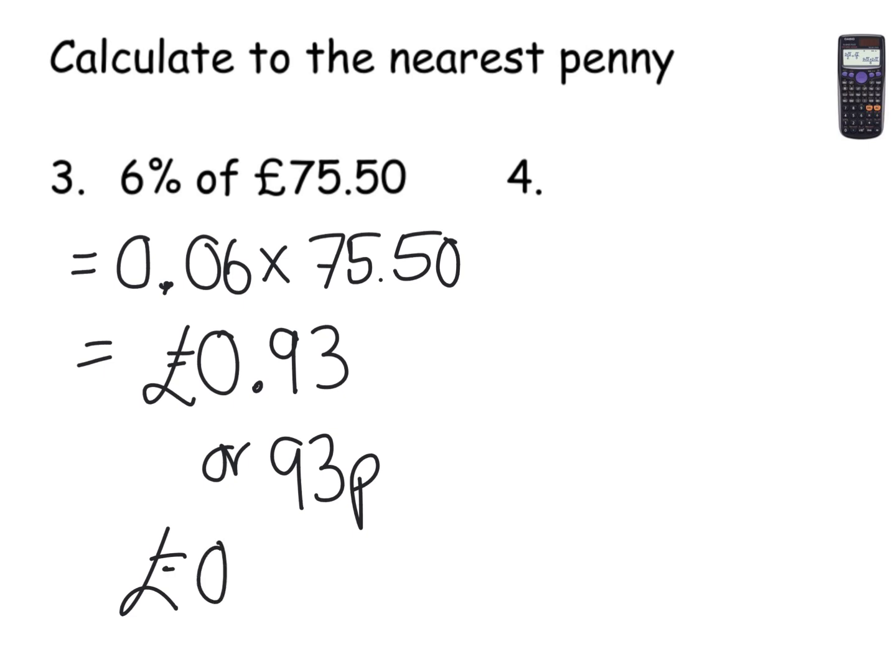What I don't want to see is this, which is my wee pet hate. Pounds and pence should never go together, so please don't write that. So 93 pence, whichever way you want to write it.